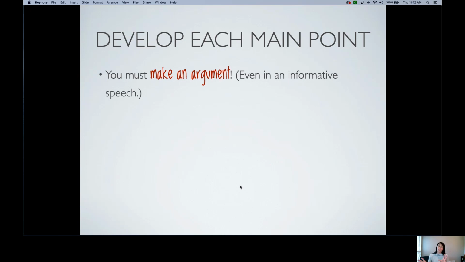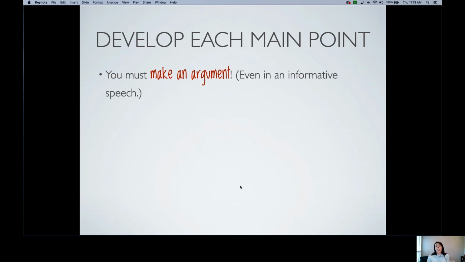So you have your information, you know how you're going to organize it. Now we have to sit down and put it together. And each main point is an argument. And I want you to be careful here because you're thinking of an argument like you screaming at your roommate or your ex-roommate because they never cleaned up the kitchen. That's not really the argument we're talking about here.